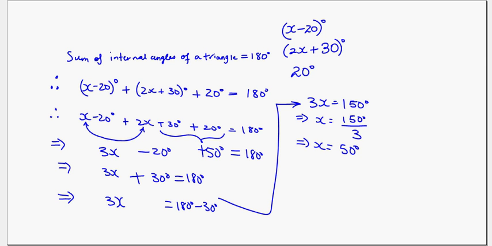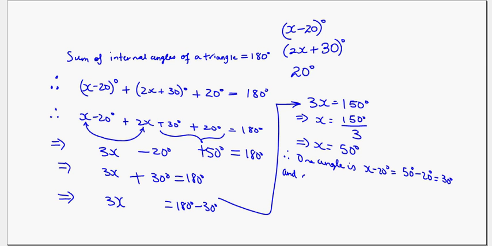So therefore, one angle is x minus 20 degrees, which, if x is 50, will be equal to 50 degrees minus 20 degrees, which is how much? 30 degrees.